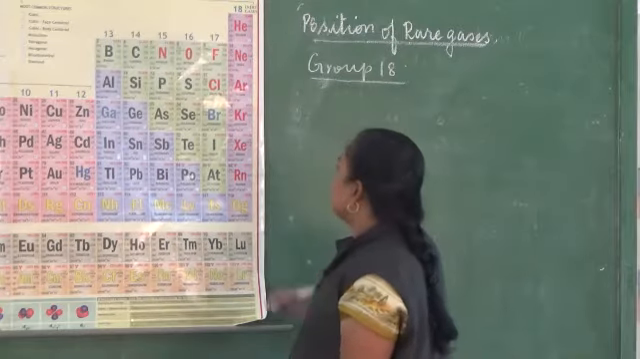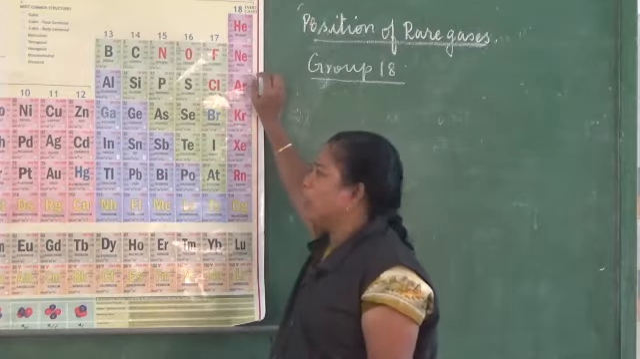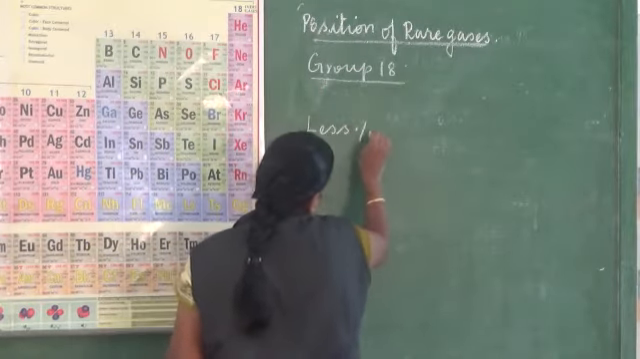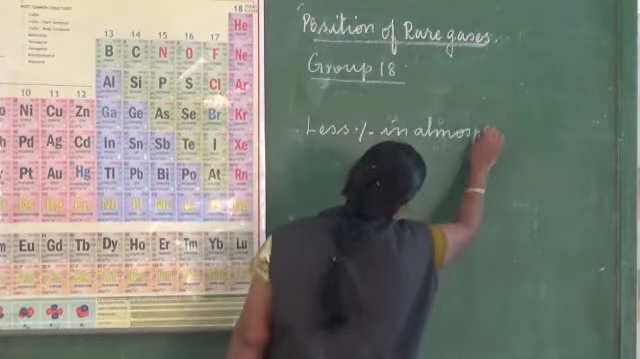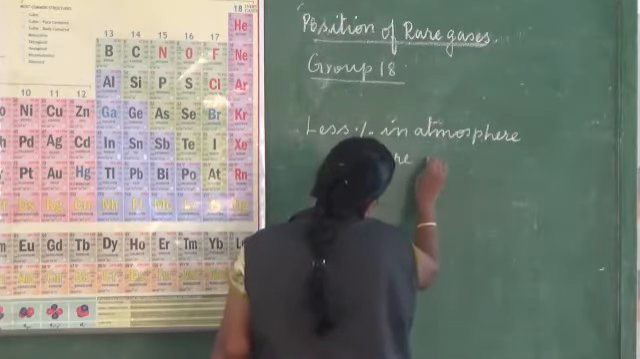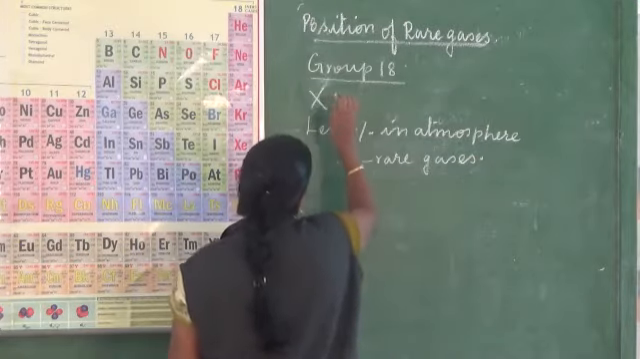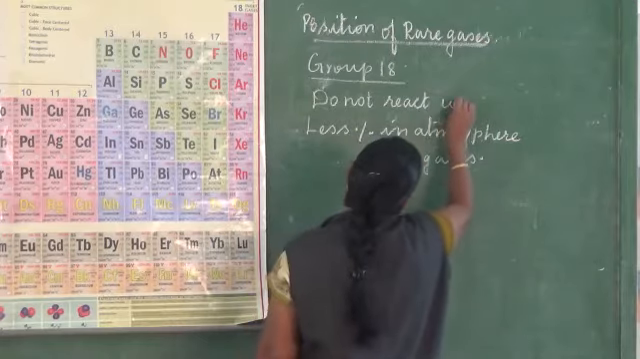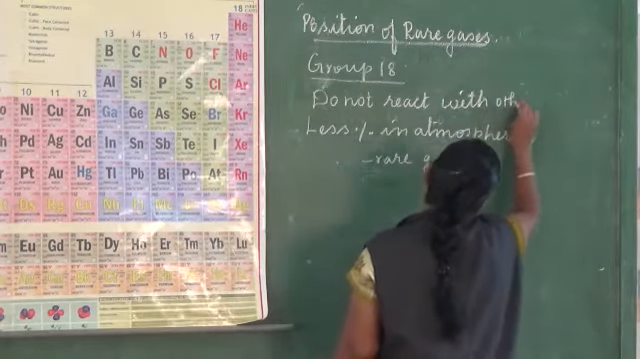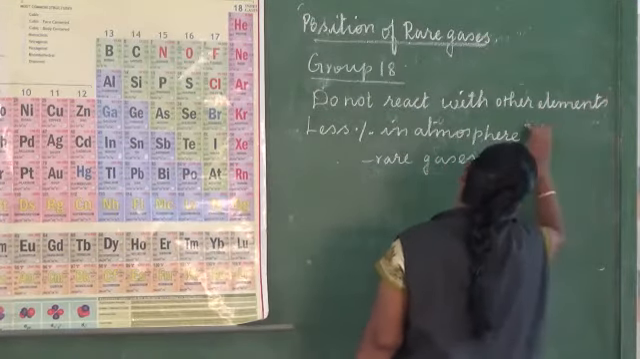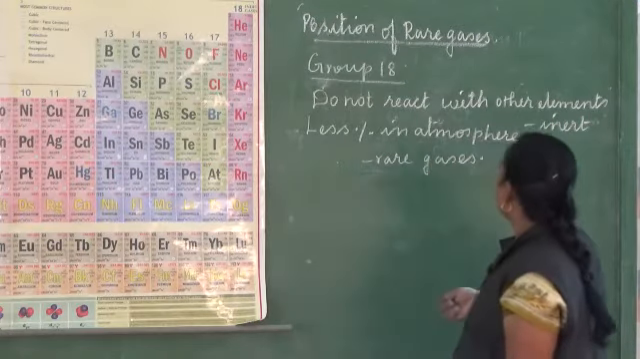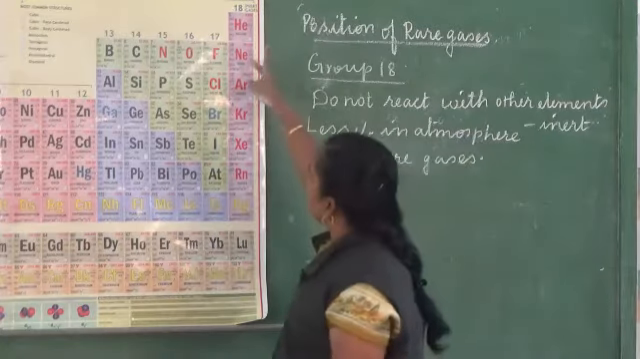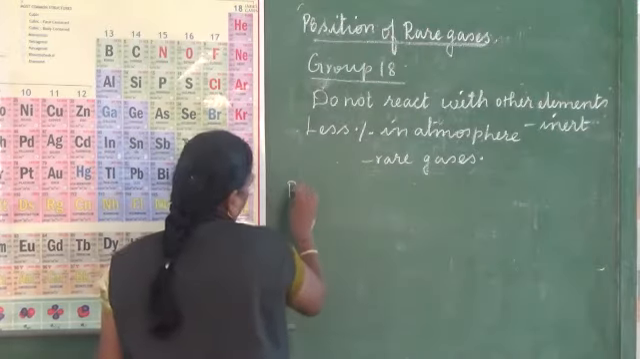They are called rare gases since they are present in only a very small percentage in the atmosphere. They do not react with other elements, so they are inert gases. Because of their inactivity, they are called inert gases. Because of their small percentage in the atmosphere, they are called rare gases. They are placed in the 18th group. And then next we are going to see about the position of metals.